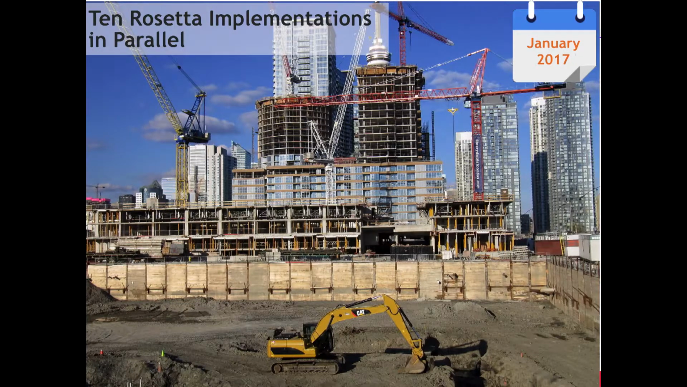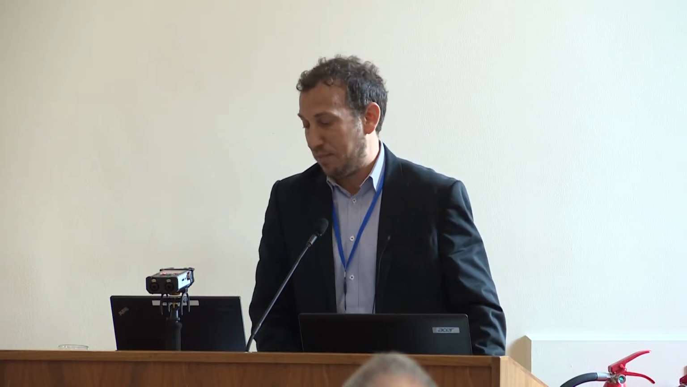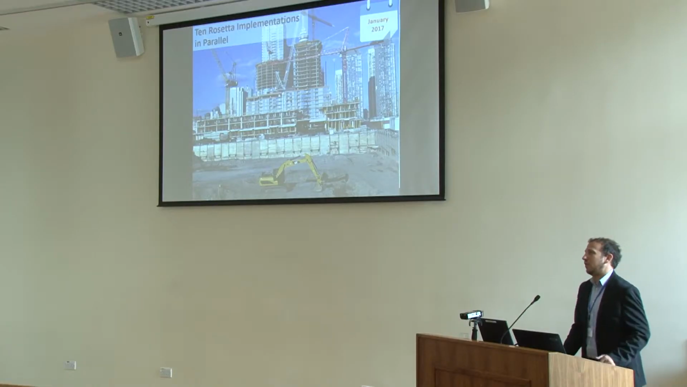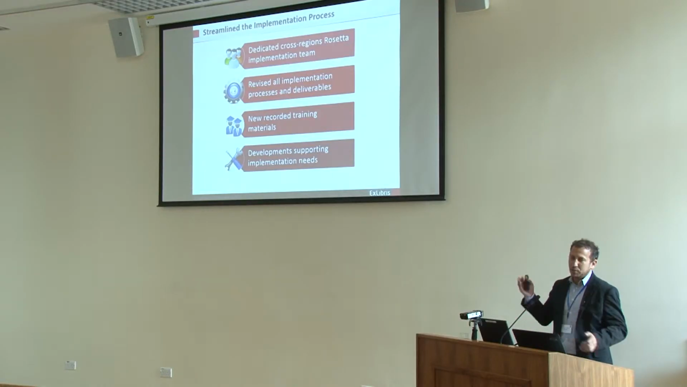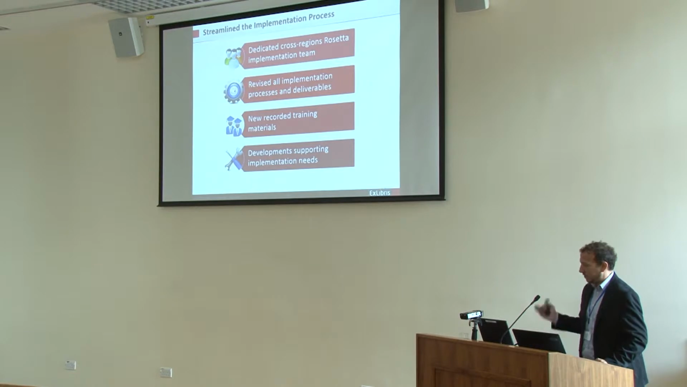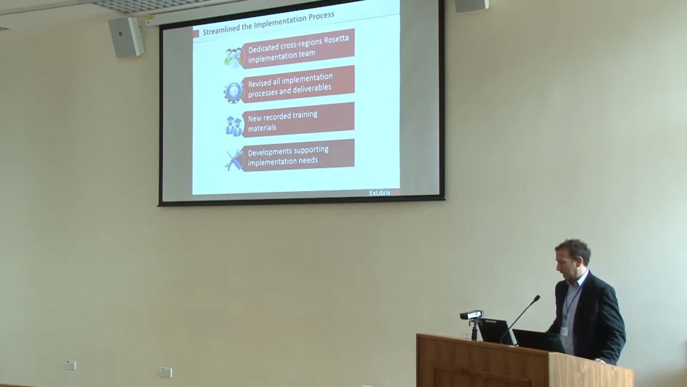January. Not only the ALMA implementation team is working hard, also the Rosetta implementation team is working hard. We had in January about 10 implementations in parallel. We have invested a lot in these 2 years, I would say, in streamlining the implementation process. Most of you are already aware of this new dedicated team, the Rosetta implementation team that we've created, in which we've revised all the processes, all the tools, and so on.